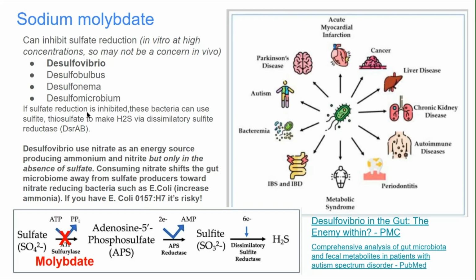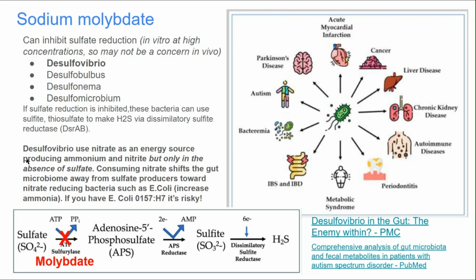This particular bacteria, Desulfovibrio, is actually thought to cause all of these health issues over here: myocardial infarction, cancer, liver disease, chronic kidney disease, autoimmune disease, periodontitis, metabolic syndrome, IBS and IBD, bacteremia, and autism, as well as Parkinson's disease. So perhaps if you have any of these conditions and you suspect that you have hydrogen sulfide producing bacteria in your gut, or in your colon you actually have higher levels of this Desulfovibrio bacteria, maybe sodium molybdate is the better choice for you when you're choosing supplements.